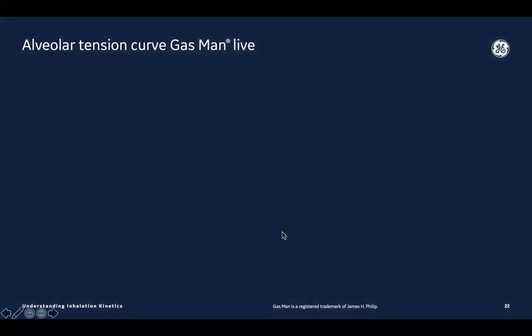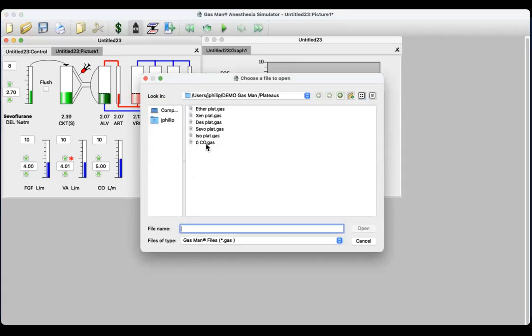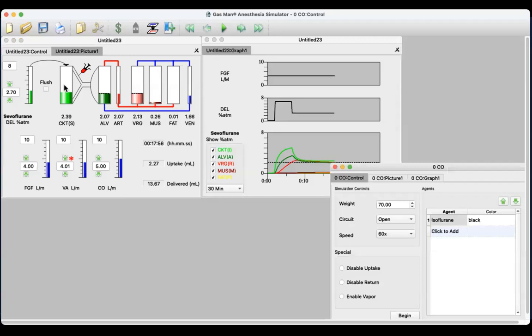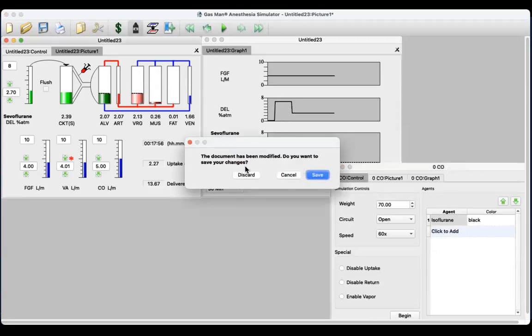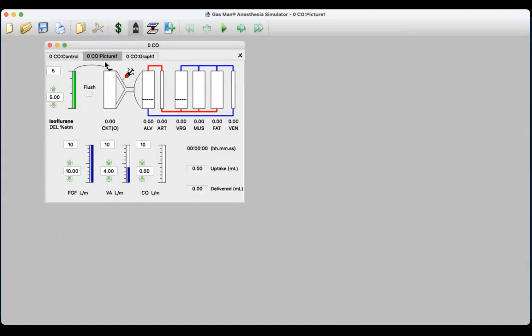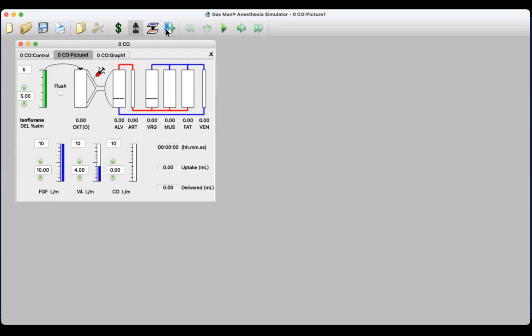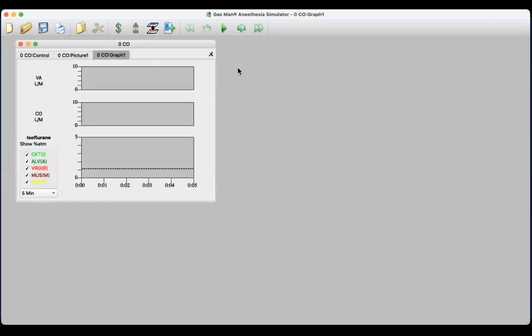Let me simulate that here for a moment. As we look at the 0 cardiac output example, let me close what we had before. The 0 cardiac output example is where the patient's cardiac output doesn't exist. Do not do this in the operating room. We do this only in simulation. We have 0 cardiac output, and we're looking at the alveolar tension rise over time.